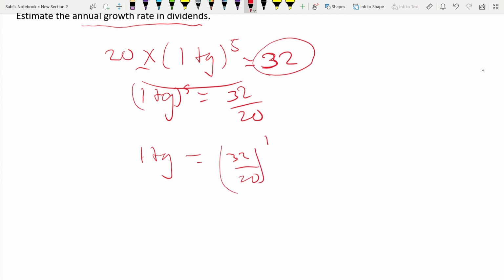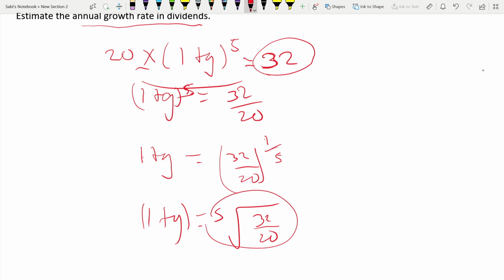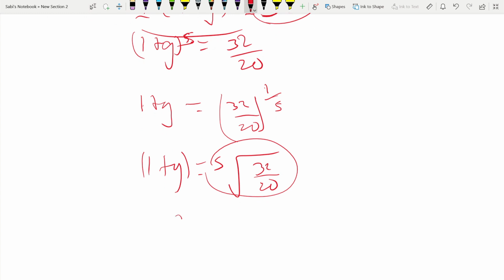to the power 1 over 5. Because this 5, when you bring it to the other side, just make it the reciprocal, 1 over 5. Or the other way is, it could be like this, 32 over 20. But this is a little bit complicated to put, rather putting it in fraction is easier. Okay, so g, keep it this side, 32 divided by 20 to the power 1 over 5 minus 1.